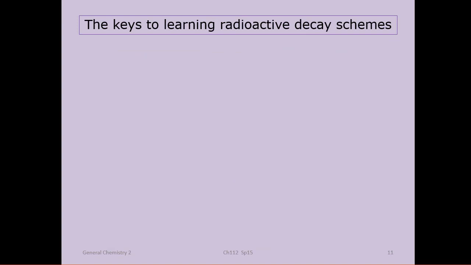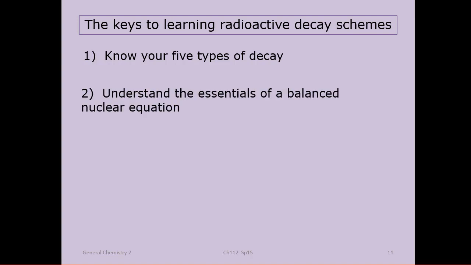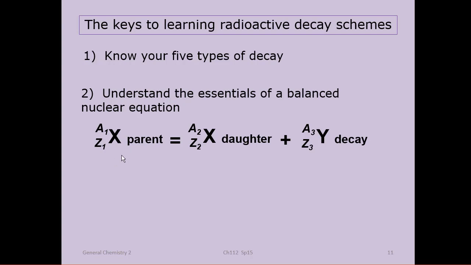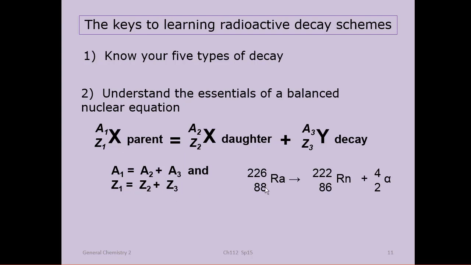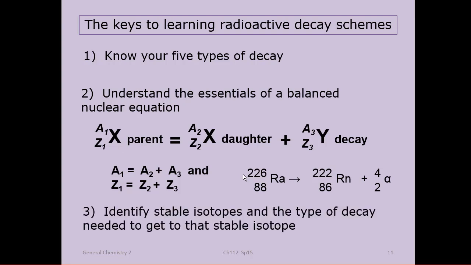Now the keys to learning radioactive decay schemes. Know your 5 types of decays. We're going to talk about that next. Understand the essentials of a balanced equation. And the essentials are basically that the charges along the bottom on the reactant side always equal the sum of the daughter nuclide that's formed and the particle that is emitted. These sum up. So you can see, for example, that when radium decays into radon and an alpha particle, the protons sum up on the product side to the reactant side, and the mass numbers on the product side sum up to the mass numbers on the reactant side. And that's the key to balancing one of these equations. The last thing is I'd like for you to know how to identify stable isotopes and the type of decay needed to get to that stable isotope.